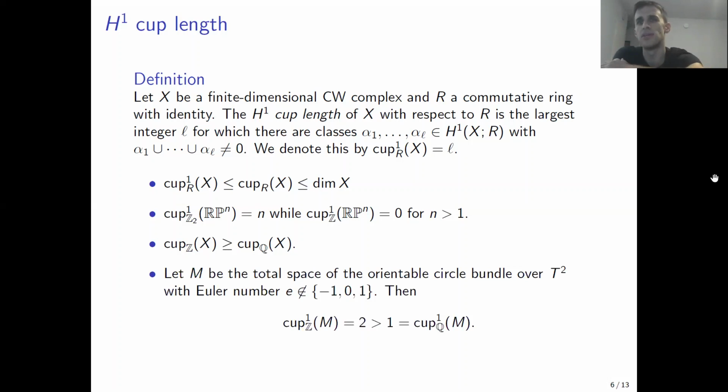An example of this is the three-dimensional manifold which is the total space of the orientable circle bundle over a 2-torus with Euler number which is not -1, 0, or 1. Then you can show that the H1 cup length with integral coefficients is 2, but the H1 cup length with rational coefficients is 1, which is strictly smaller. The idea of what's going on here is you use the Gysin sequence for this circle bundle, and there are 2 degree 1 cohomology classes on the 2-torus. You pull them upstairs to N, then they will cup product together to be non-zero in the integral cohomology of N, but they will be torsion of order E. So when regarded in rational cohomology, their cup product will actually be 0.